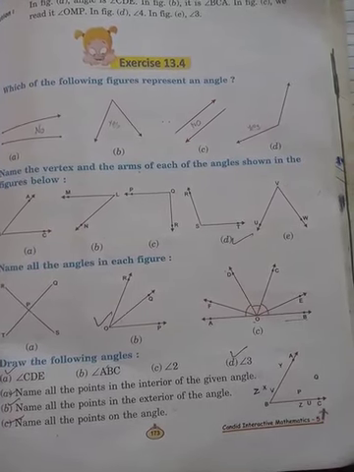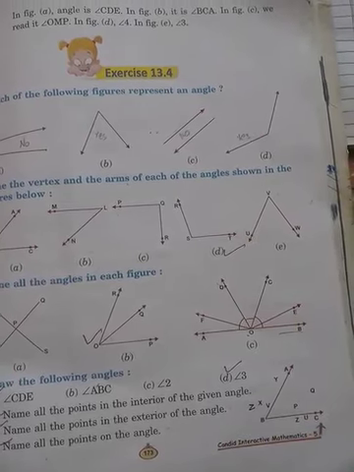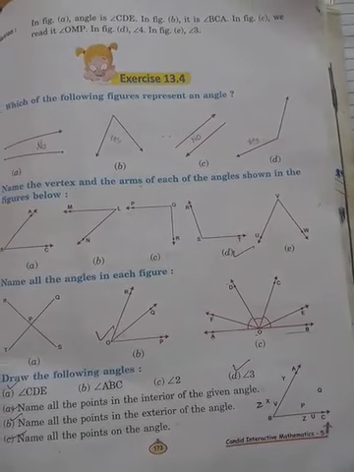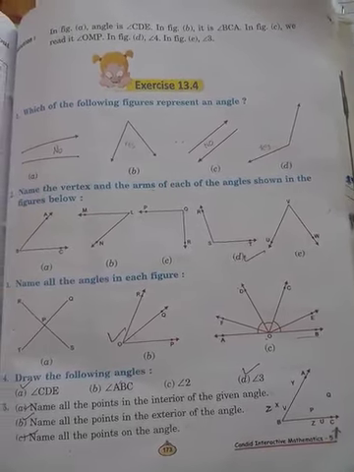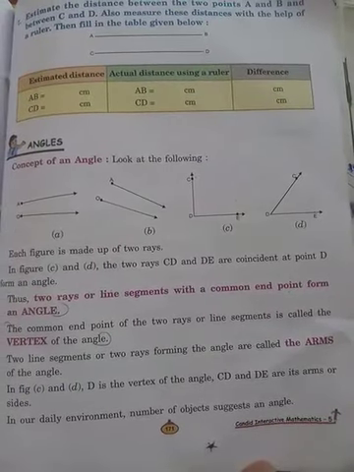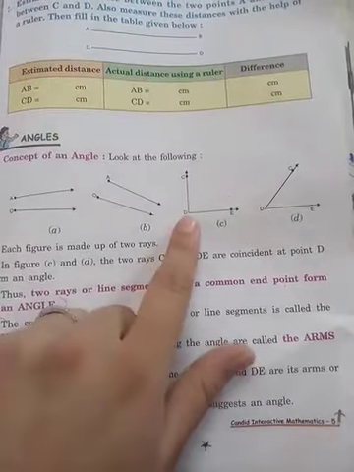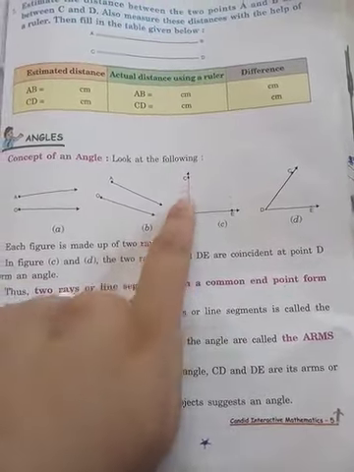Last week we have already done the definition of angle. Now move to the first question. Which of the following represent an angle? So what is the definition of angle? Two rays or line segments with a common endpoint form an angle. Like this, if two rays meet at a common point, they form an angle.